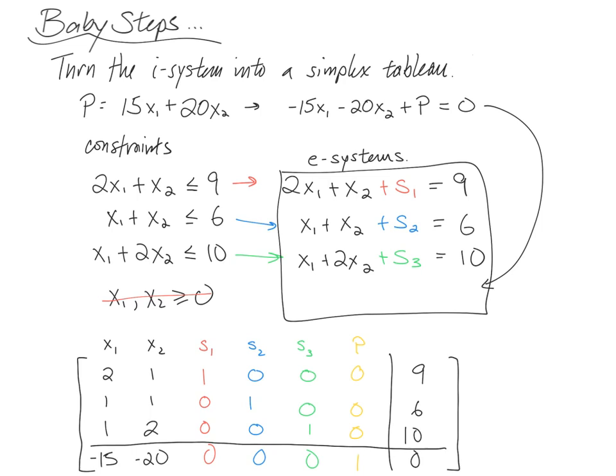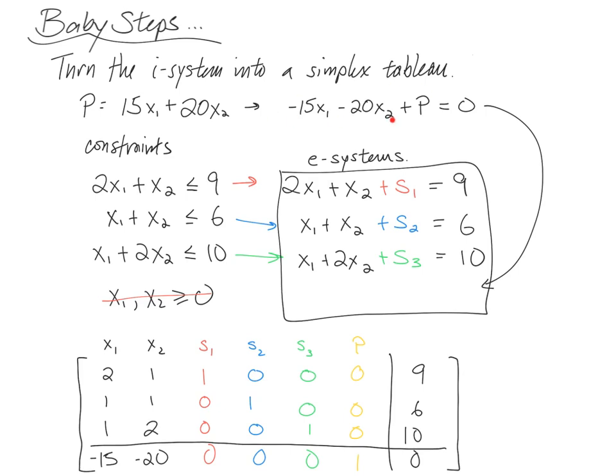So as you go across each row, you can see it represents a different equation that we had in our E system here. So the first one had two x1s, yep, one x sub 2, yep, one s sub 1, yep, no s sub 2s, no s sub 3s, no p's, yep, equals 9. There it is.